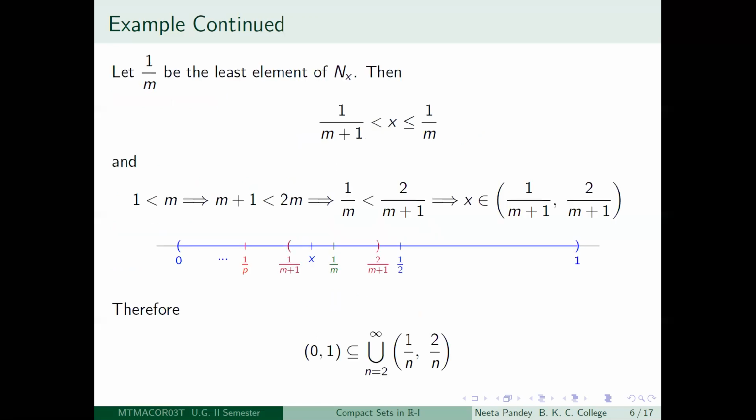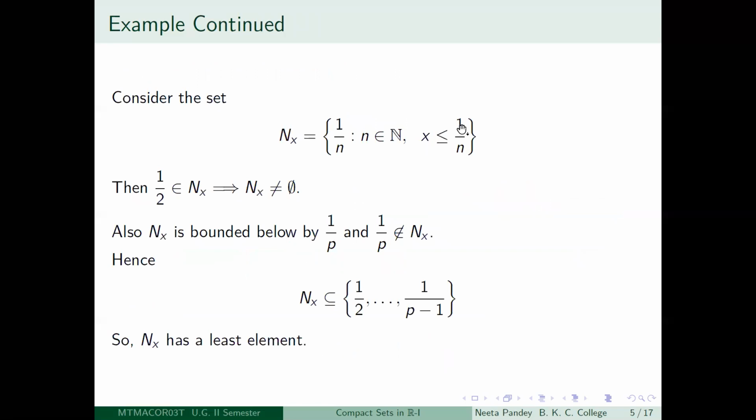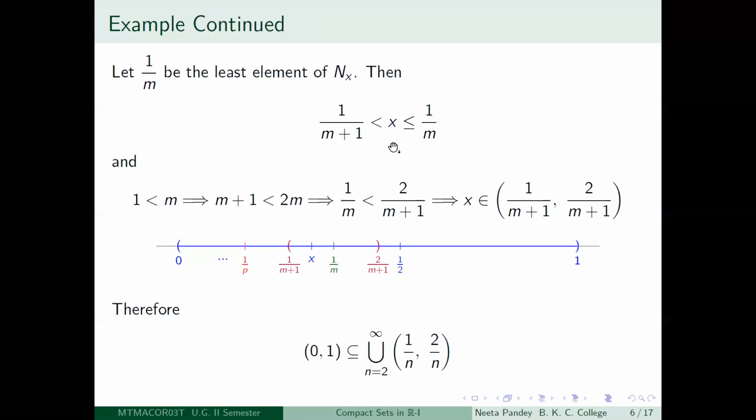So let us call that least element 1/m. So what is our situation? Our situation is that 1/m is the least element of Nx, meaning it is going to satisfy the defining property of Nx, which is that x should be less than or equal to 1/m. So that is happening. And since 1/m is the least such, if you look at the next integer m plus 1, then 1/(m+1) will become less than x. It will not be in Nx, right? So we will get this situation.